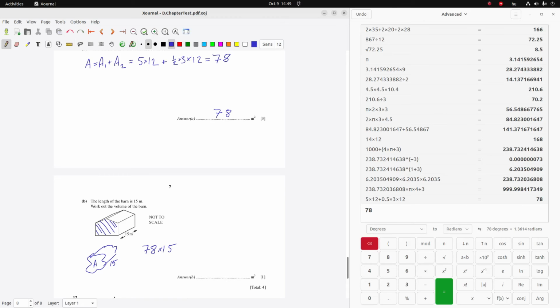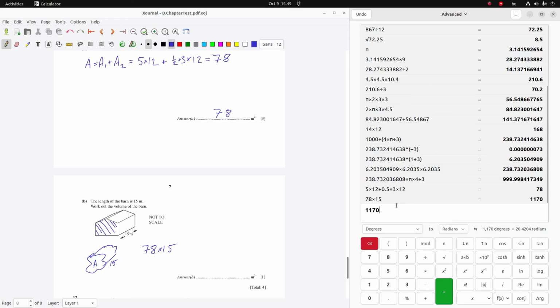So the volume is 1170. We only get 1 point for that, which actually kind of gave us a clue. The fact that we only get 1 point from this shows that it's actually very easy. So that might help us realize that we probably just need to multiply.